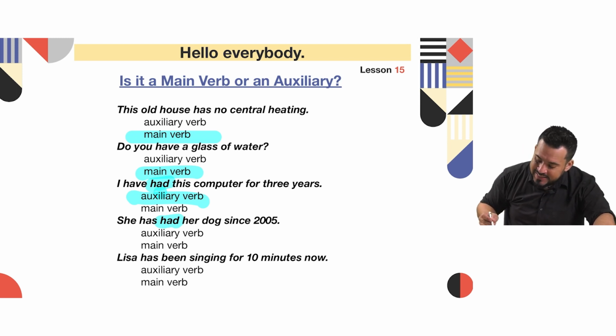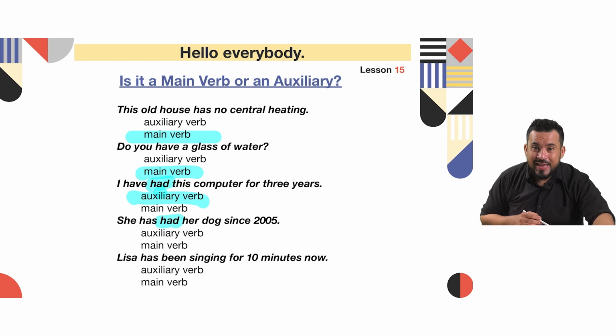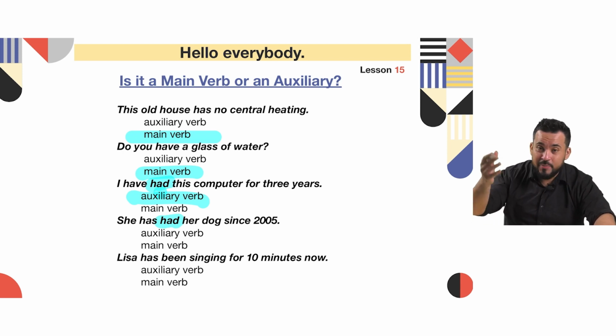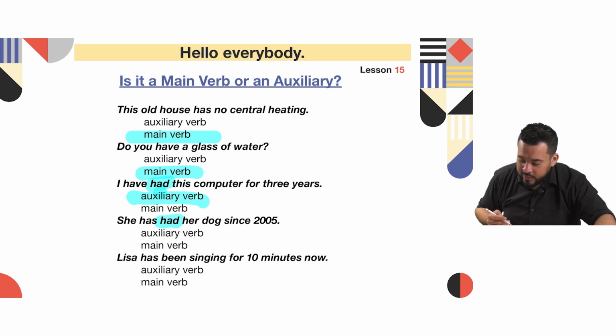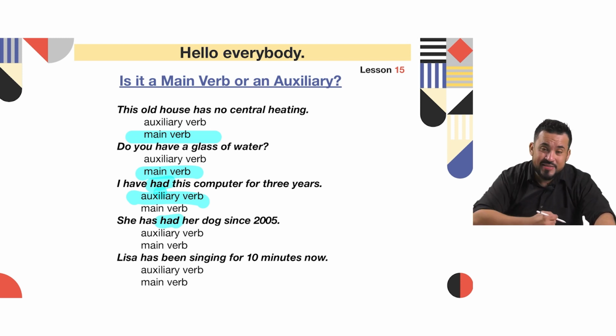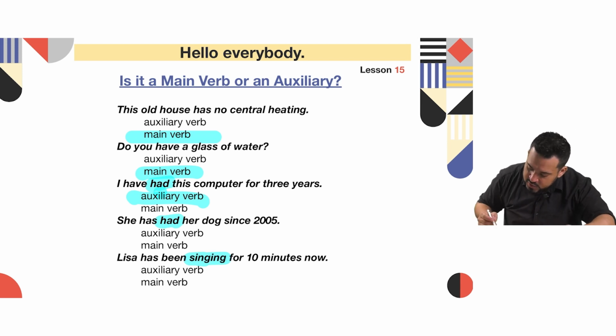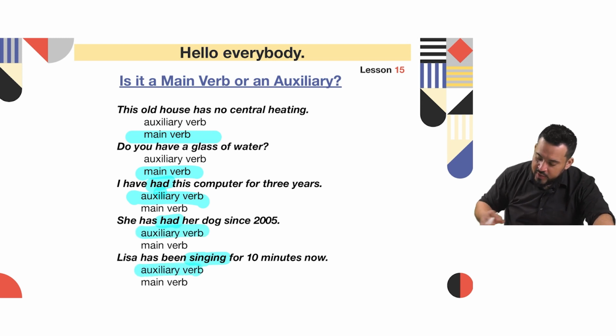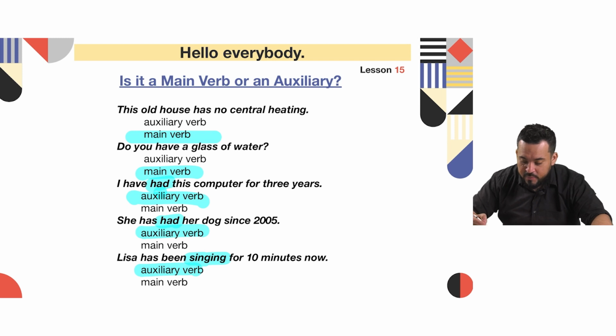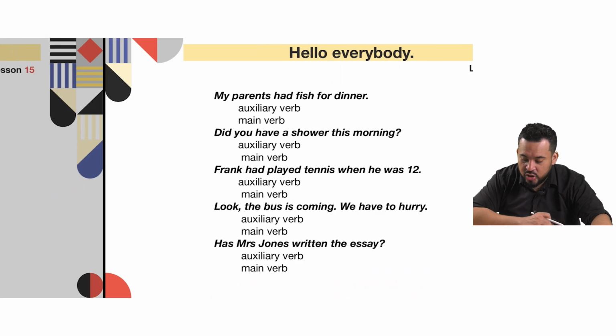Lisa has been singing for 10 years. Lisa has been singing for 10 minutes. 10 years sounds a bit long, right? Lisa has been singing for 10 minutes now. So again, has here is an auxiliary because the main verb is singing. All right, that means here is auxiliary and here is auxiliary. So the correct answers are main verb, auxiliary, auxiliary, auxiliary.